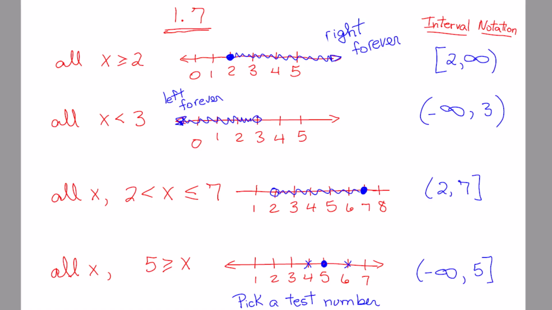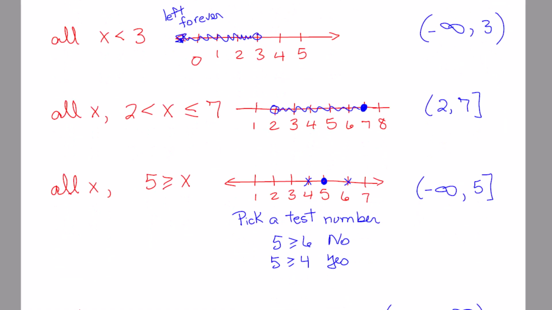What if I want all numbers that are in between 2 and 7? Notice the 2 has no equal, so that's an open dot. The 7 does have an equal, that's a closed dot, and I want all the numbers stuck in the middle. Open dot gives me parenthesis, closed dot gives me this bracket.